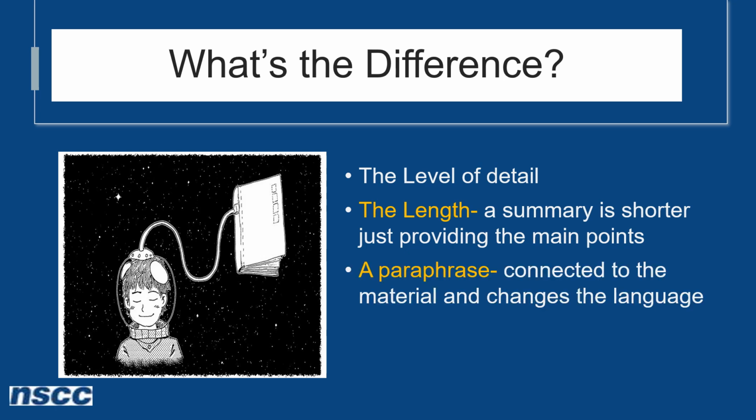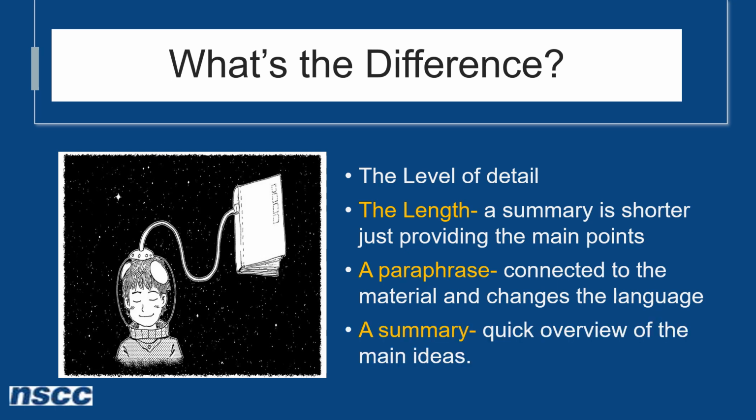A paraphrase is connected to the material and changes the language, including sentence structure. A summary is a quick overview of the main ideas. They both have different uses depending on what you are doing and what the purpose of doing it is.